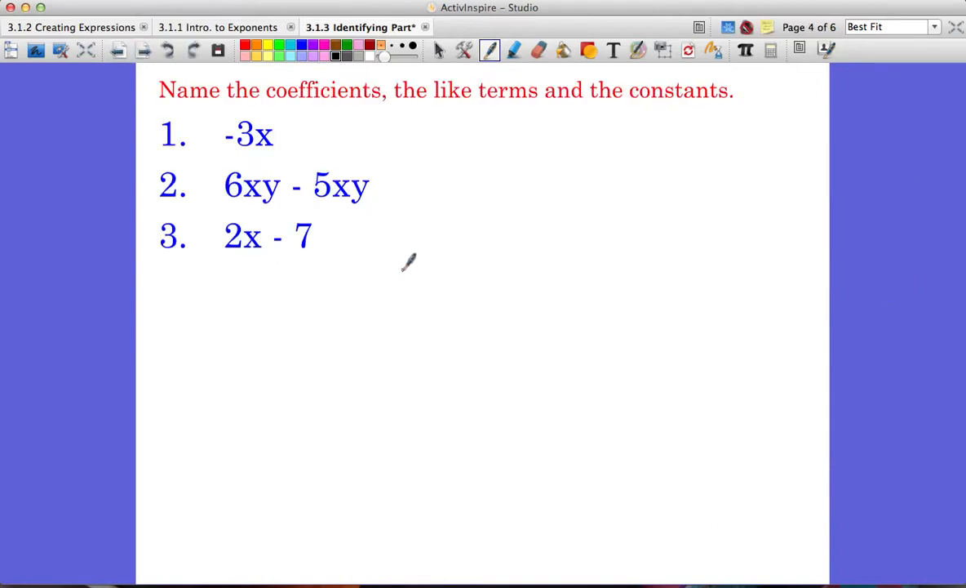Alright, so it's just plain and simple. We're going to practice this. We're going to look and we're going to name the coefficients, the like terms, and the constants. You have to remember each part of the expression is considered a term. So now here you have negative 3x. The coefficient in this case would be the 3. Because there are no other terms, there wouldn't be any like terms. And because there is no number without a variable, there are no constants.